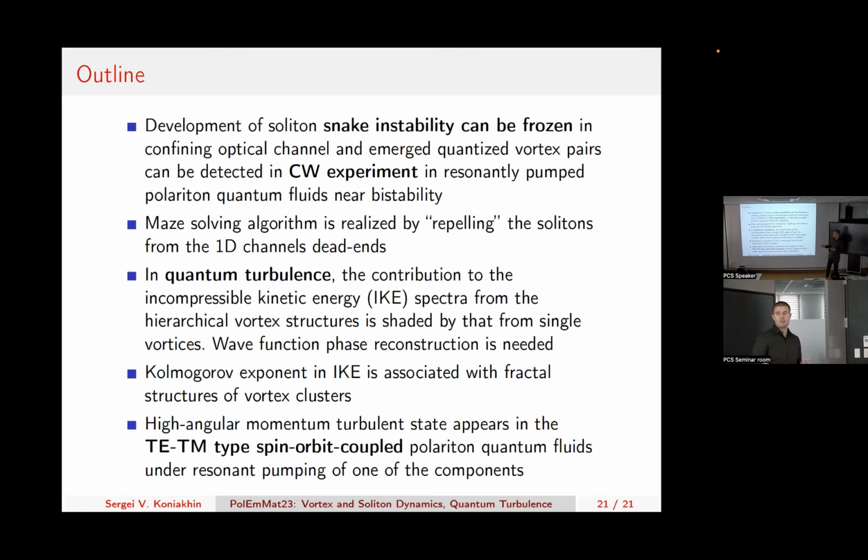But in the conservative case, the Kolmogorov exponent in the incompressible kinetic energy spectrum is associated with the fractal structures of vortex clusters. And finally, we have studied the configuration in the round cavity with TE-TM splitting to pump one of the components and to observe high angular momentum in the second one, and also the fingerprints of the turbulent state in the second component are visible.